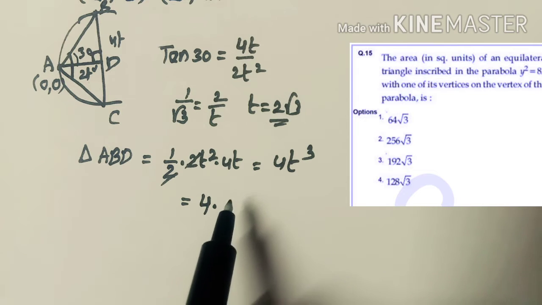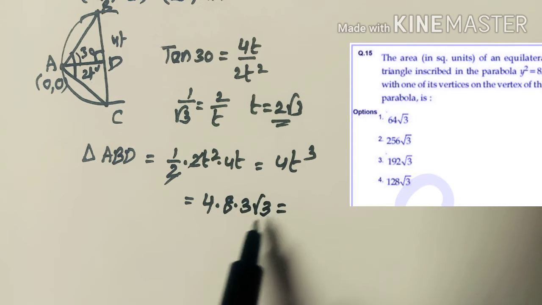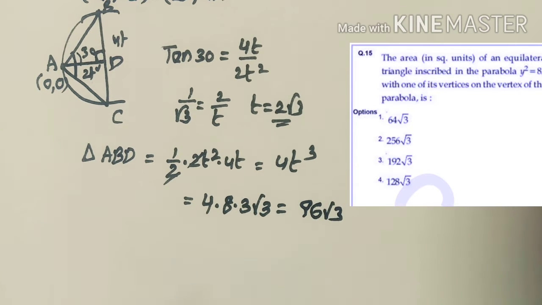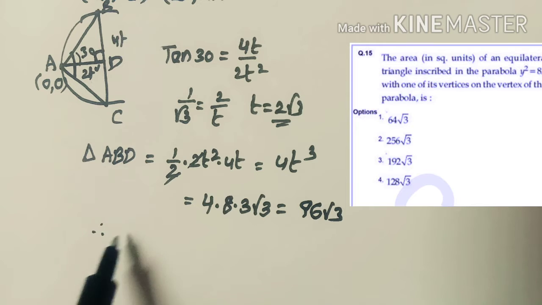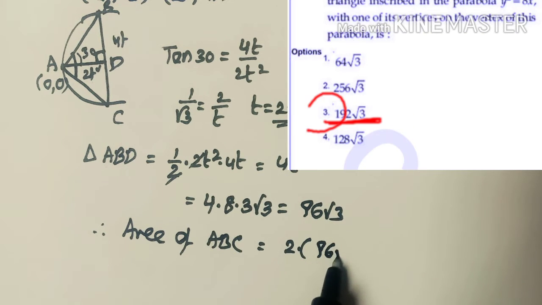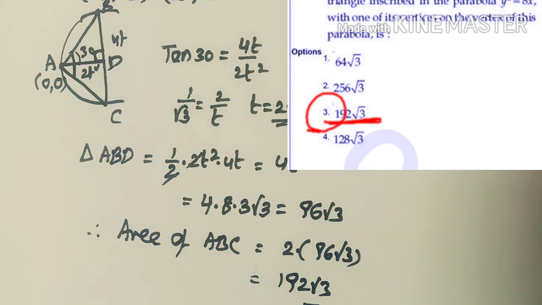That is 4 into (2 root 3) whole cube. That is 8 into 3 root 3, which means 8 into 3 root 3 is 96 root 3. Therefore the area of triangle ABD is equal to 96 root 3. Therefore the area of triangle ABC is equal to 2 into 96 root 3, that is 192 root 3, which is the third option.